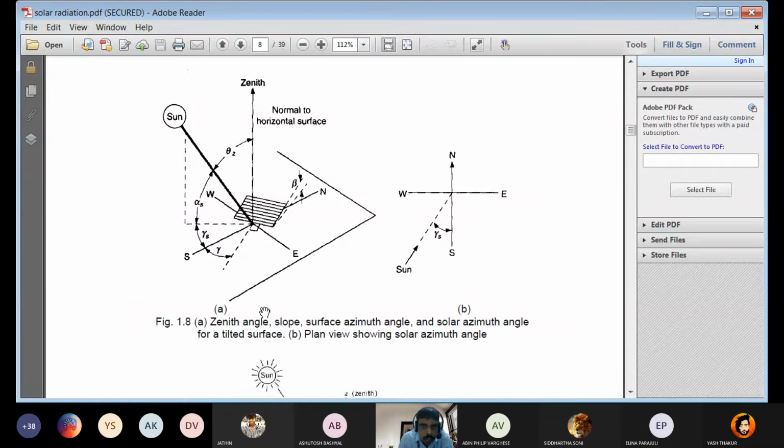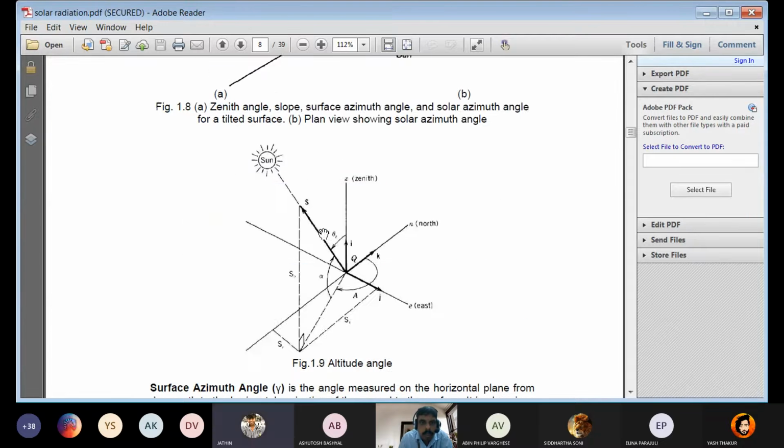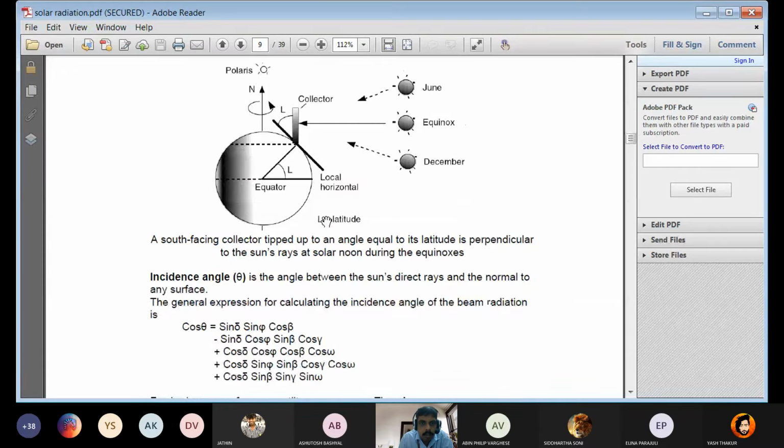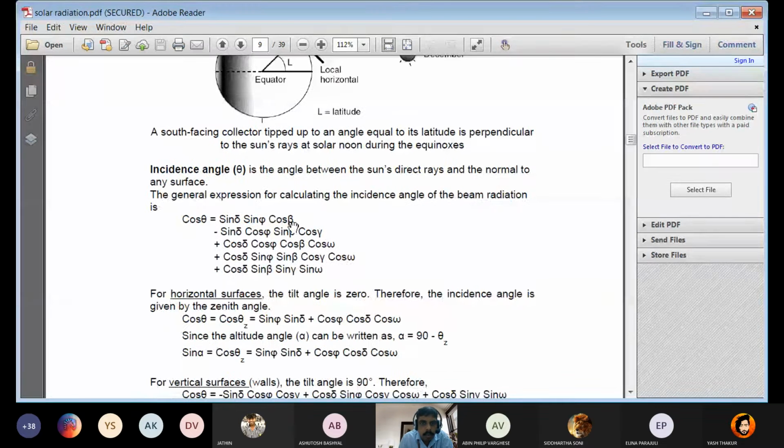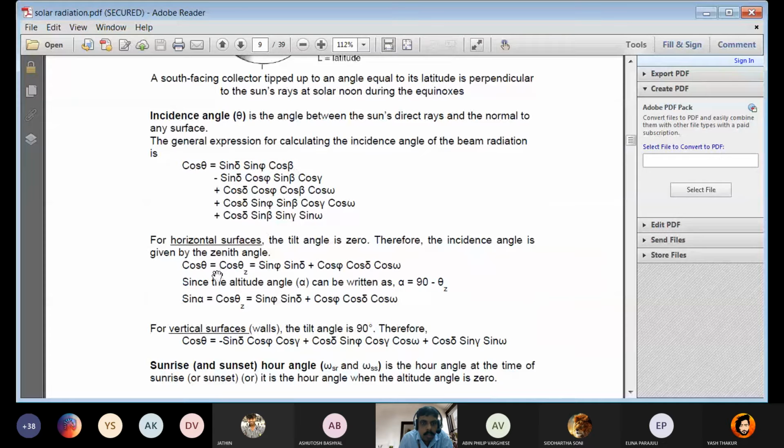Horizontal, this is the beta, right? With the horizontal, how much is the selected surface making an angle? So horizontal means beta 0, right? So you can put cos 0 as 1, right? So the equation gets simplified.